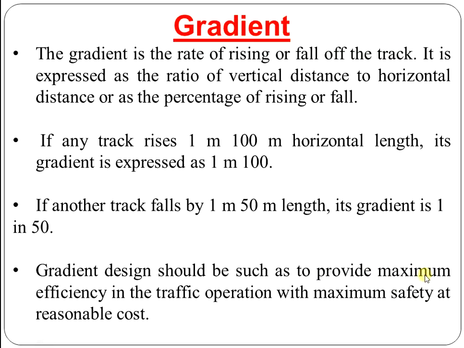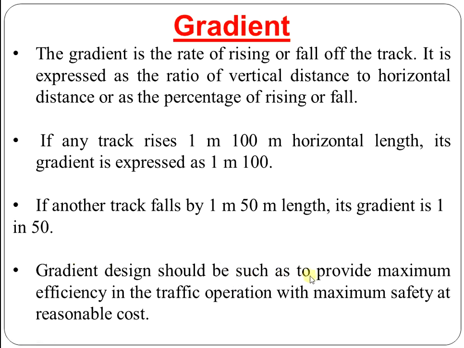The next important part is gradient. The gradient is the rate of rise or fall of the track. It is expressed as a ratio of vertical distance to horizontal distance, as a percentage of rise or fall. If a track rises 1 meter in 100 meters of horizontal length, its gradient is expressed as 1 in 100. If another track falls by 1 meter in 50 meters of length, its gradient is 1 in 50.